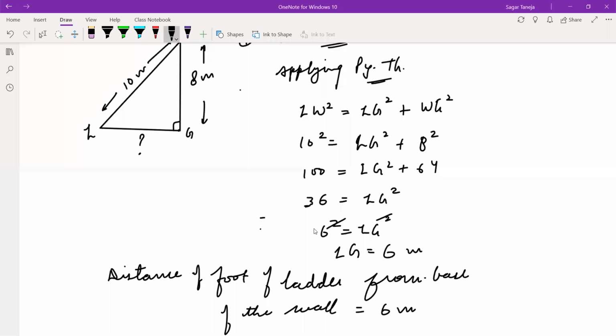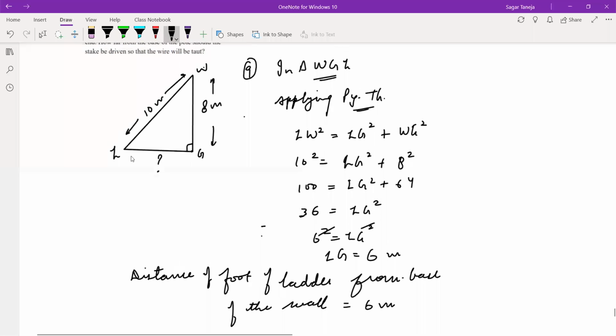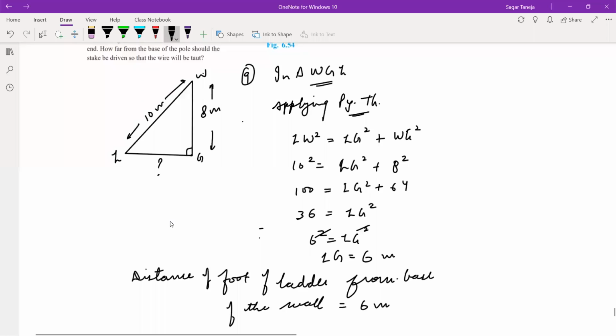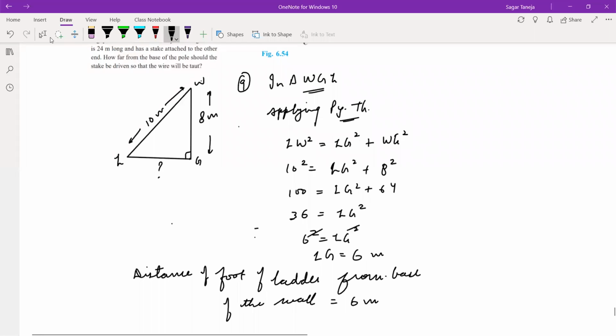Either you should write in the beginning that let LG be the distance between the foot of the ladder and the base of the wall. Either you should write in the beginning or you can write it at the end also. But the statement is required. This is done. Now moving on to the next.